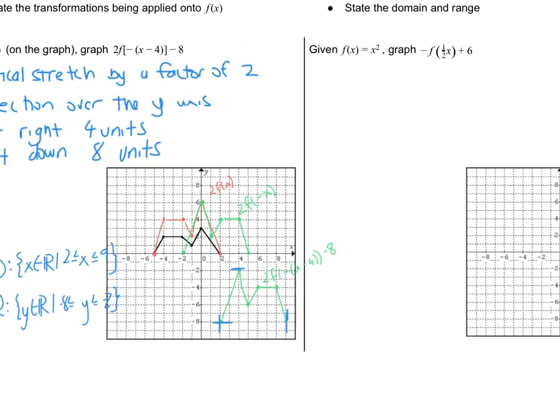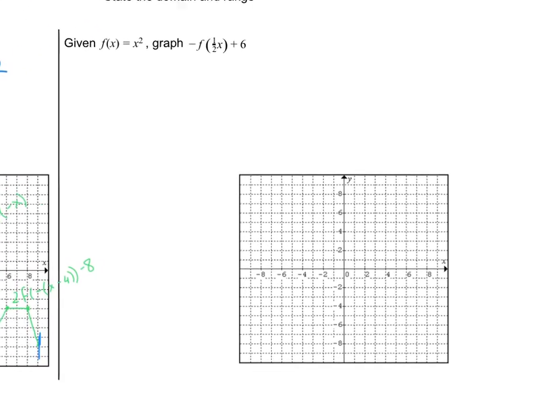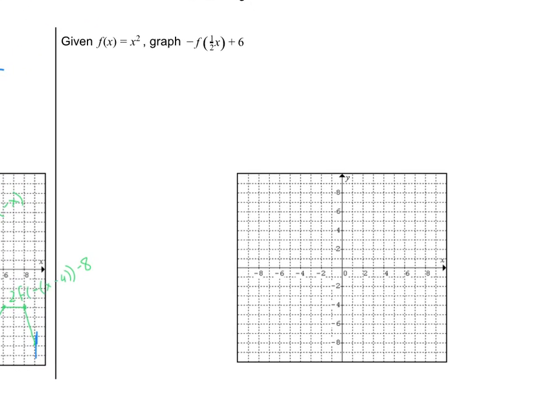Now, let's move on to a base function that we've seen before, and that is our parabola. So before I even look at my transformations, I'm going to go ahead and plot my base parabola. So the vertex, (1, 1), (2, 4), (3, 9), and the symmetry points. And connect, and then we can label this f of x. Now, let's go ahead and plug our transformations into our function, and then we'll label our function g of x.